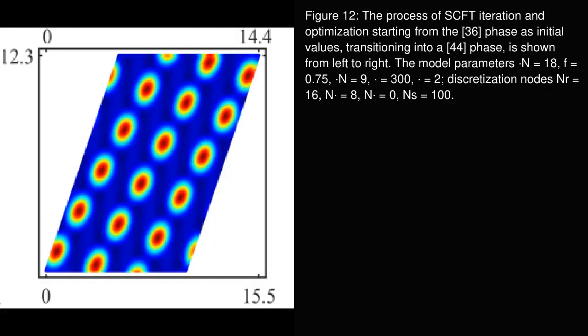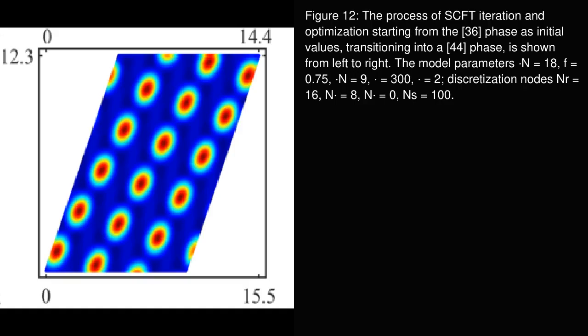Figure 12 shows another example of SCFT iteration combined with computational domain optimization, this time starting from the 3^6-phase initial domain and transitioning to the 4^4-phase. The domain changes shape from rectangular to parallelogram as the method optimizes domain geometry for the new phase. The model parameters remain consistent with prior examples, including kappa N at 18, f = 0.75, and other discretization settings as before.